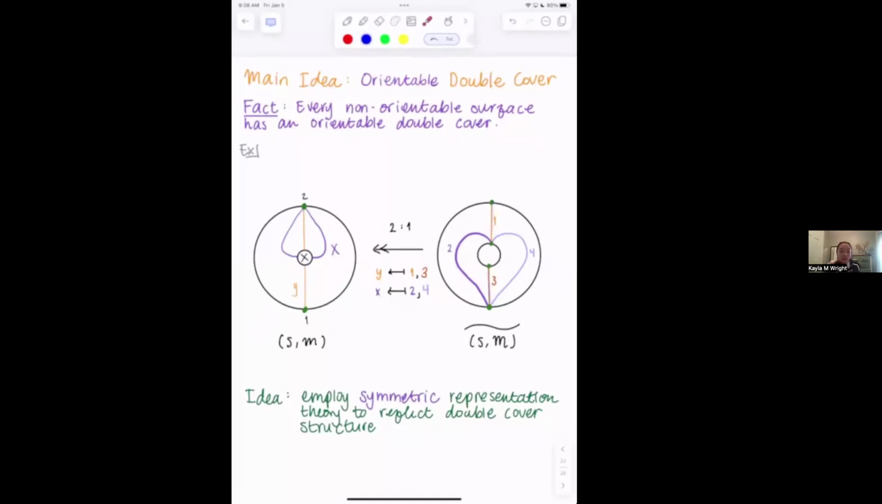So what we want to do is try to study the existing machinery on the orientable double cover and make sure that when we project back down, everything still works out. The hard thing about this project that I won't have time to talk too much about is this quasi-arc that goes through the crosscap like this, the core of the Mobius strip, only lifts to one thing. It lifts to this closed loop here. So this was where we had to be careful about, do we actually have a 2-to-1 map for all of the different arcs? But most of the time we do. And the idea is that we want to employ symmetric representation theory to reflect this double cover structure.